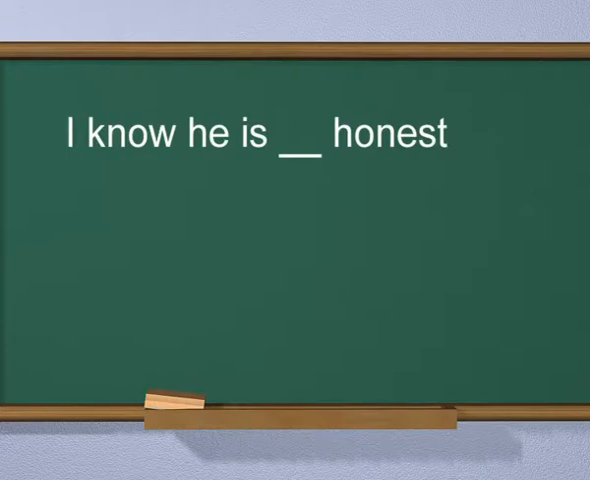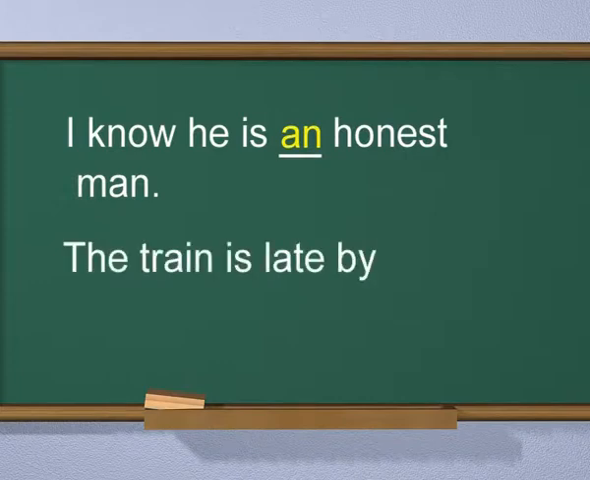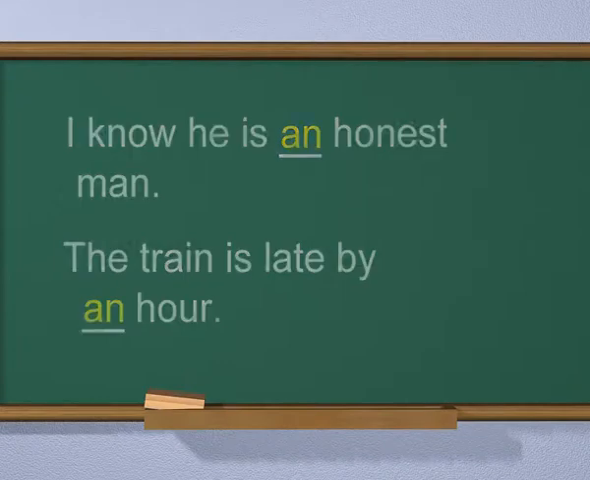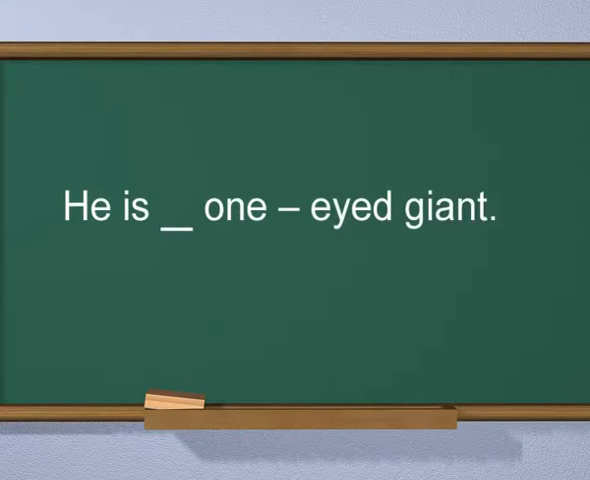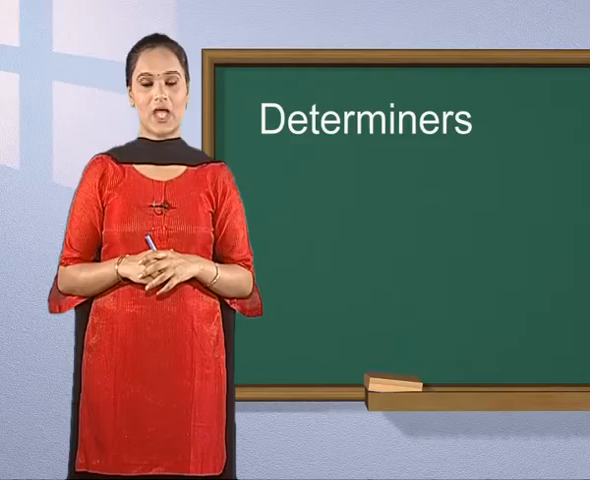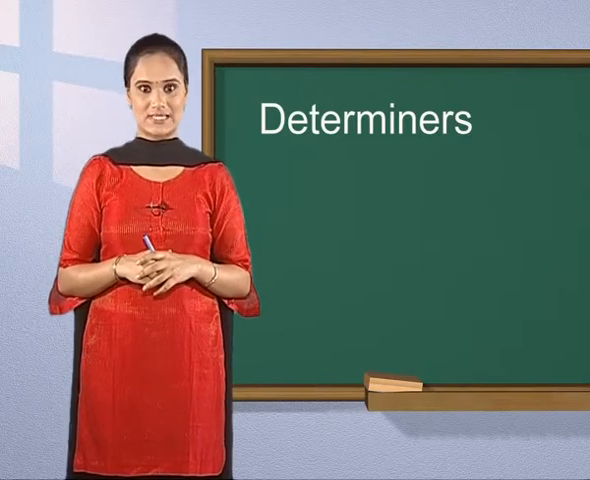I know he is dash honest man. I know he is an honest man. The train is late by dash R. The train is late by an R. He is dash one-eyed giant. He is a one-eyed giant. I hope it was easy to understand.